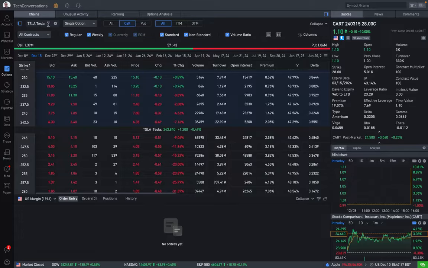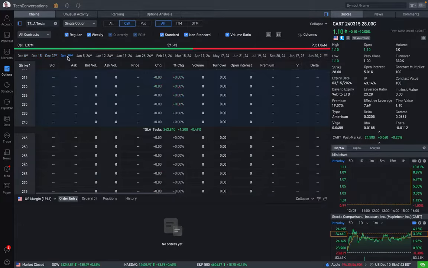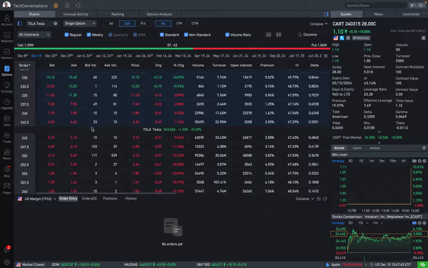So remember, a call gives you the right, not the obligation, to purchase an underlying asset at a predetermined price, which is known as the strike price. Again, we can see the strike price right here in this column, before a set expiration date. We can see the expiration date here above. So of course we can change expirations to what we want it to be. I'm just going to leave it as December 15th for this demo.